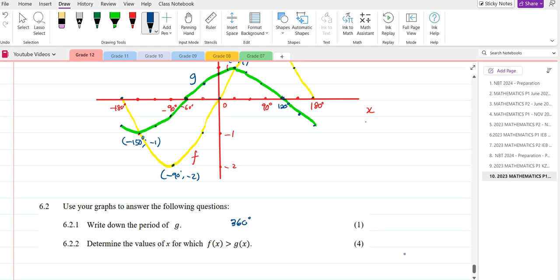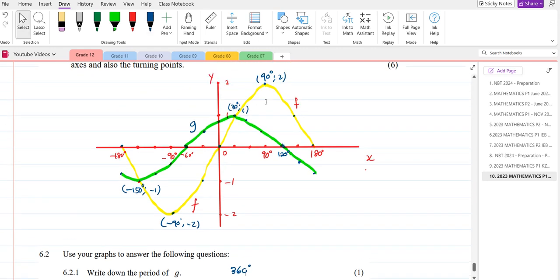Determine the values of x for which f of x is greater than g of x. When is f of x greater than g of x? When is the f graph above the g graph?